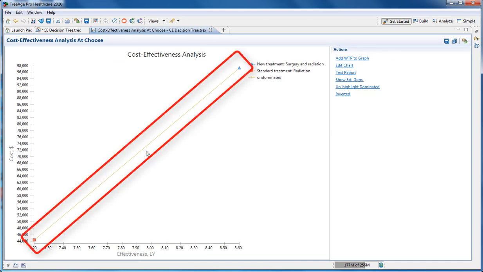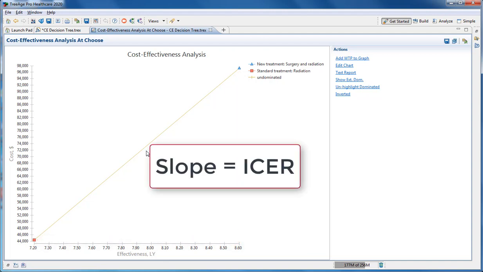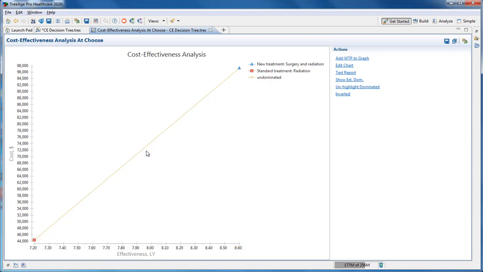This line is the cost effectiveness frontier joining the two dominant strategies. The vertical distance is incremental cost, the horizontal distance incremental effectiveness. This makes the gradient of the slope the ISA. If the model included dominated strategies, they would not be included on the CE frontier.